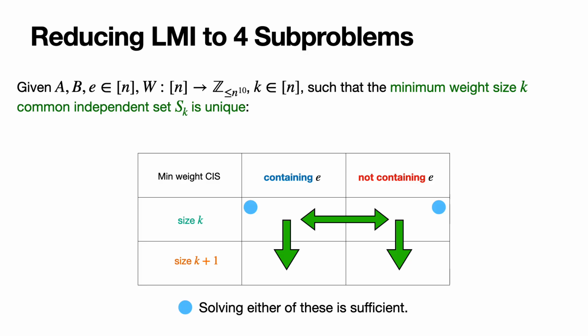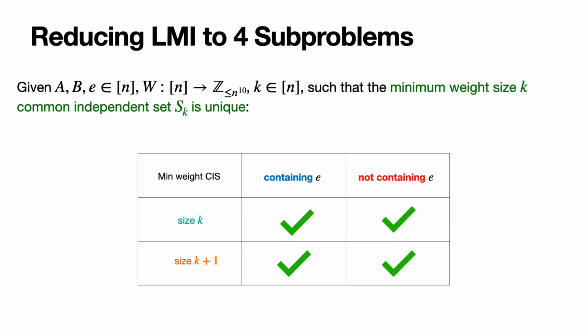So all of this shows that solving either of these two problems is sufficient, right? And just note that we have edge weights such that the minimum weight size k common independent set is unique, right? That's given as input. And then just applying the NSV algorithm, we can actually find that common independent set. Okay, so we can find Sk. And note that Sk either contains E or it doesn't contain E, right? It has to lie in one of the two boxes, right? So we always solve at least one of them via NSV, right? And so we can actually solve all of them.